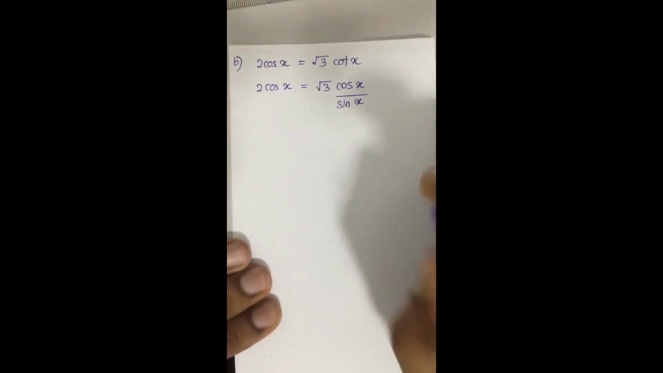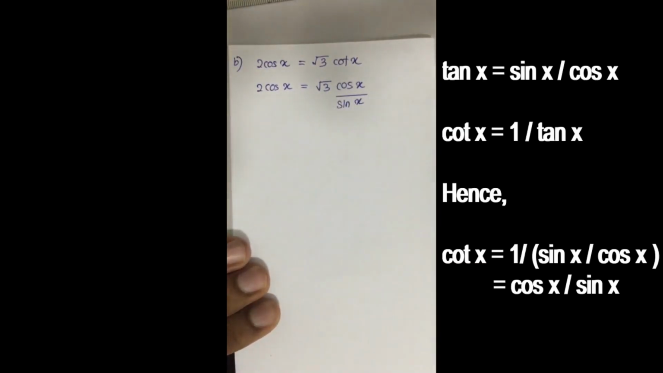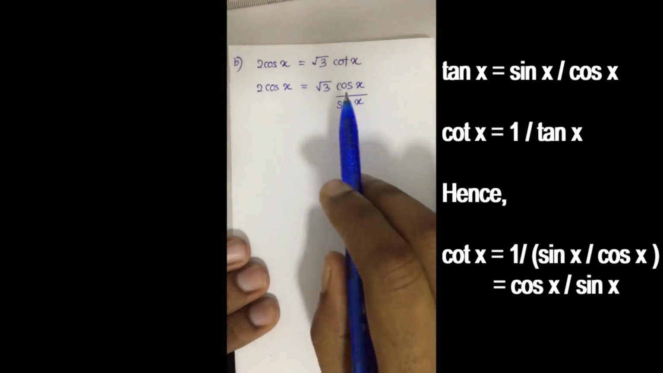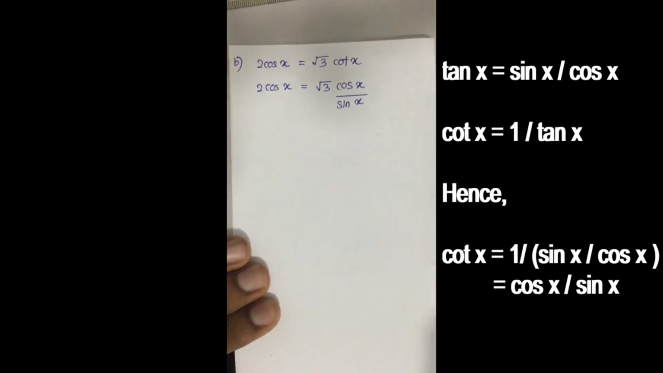To explain this, cotangent is actually 1 over tangent x. Tangent x is actually sine x divided by cos x. So 1 over tangent x is actually equal to cos x over sine x. You just flip this fraction of trigonometry, guys.